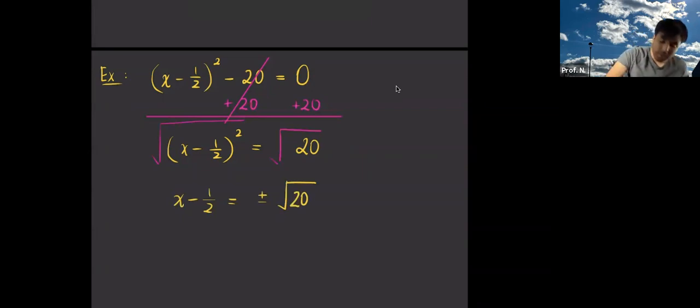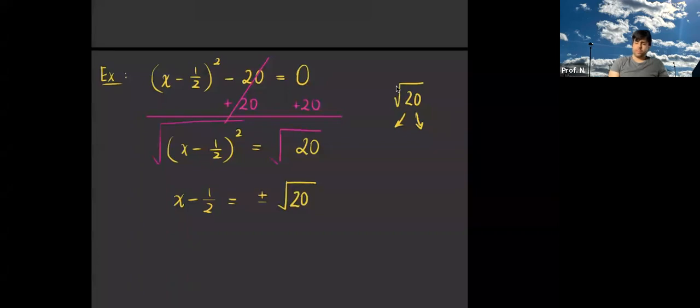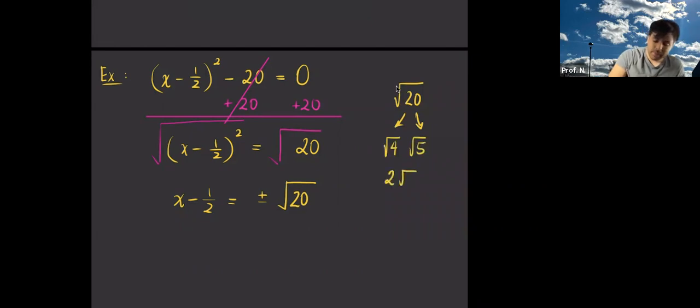But can I break down 20? What two numbers can break down 20? One of them has to be a perfect square. 4 and 5, that's right, Jeremiah, 4 and 5. So we got rad 4 times rad 5. This becomes 2 rad 5. So x minus 1/2 equals plus or minus 2 rad 5.